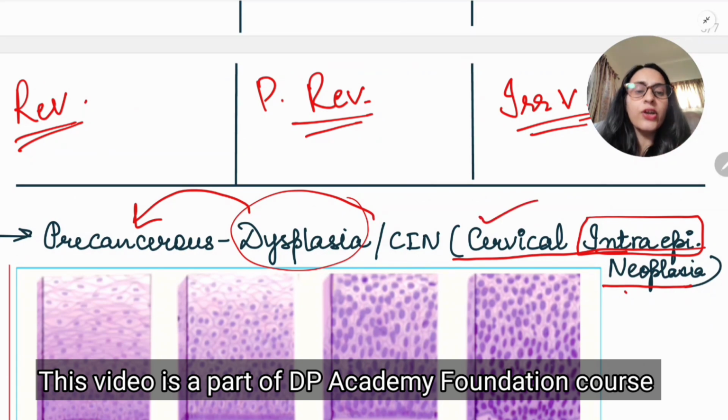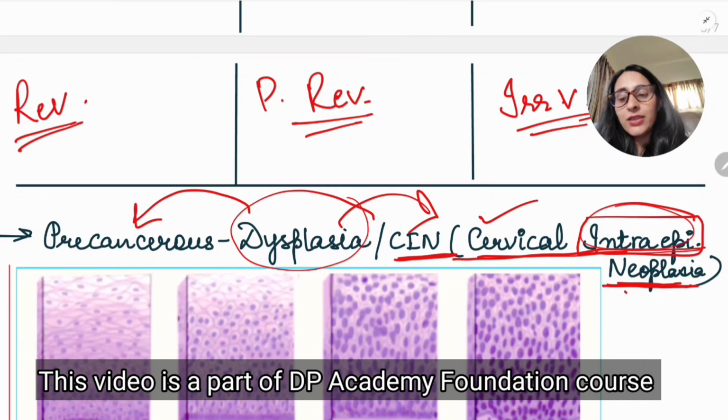Cervical means because we are talking about the cervix. It is a dysplasia of the cervix, that is cervical intraepithelial neoplasia, which is known as CIN. Dysplasia of cervix is known as cervical intraepithelial neoplasia. It is not crossing the basement membrane. Basement membrane is intact. It is intraepithelial.